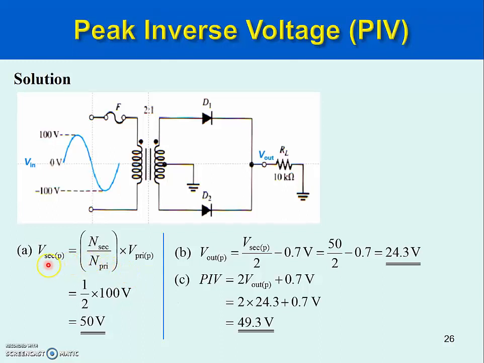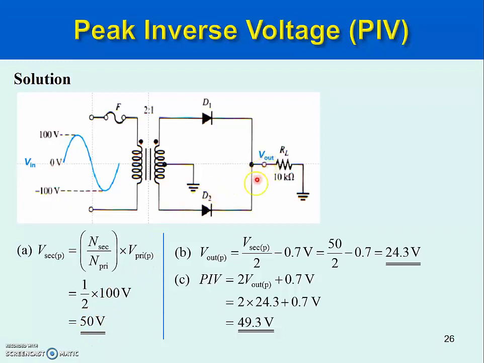The relationship of the peak secondary voltage and the peak primary voltage is determined by the turn ratio. This one. While it is given here as 2 to 1. So the secondary coil has fewer turns. So its voltage will be lower than the voltage across the primary side. The ratio is 2 to 1, so if here is 100 volt across it, here will be 50 volt only. So we get this calculated.